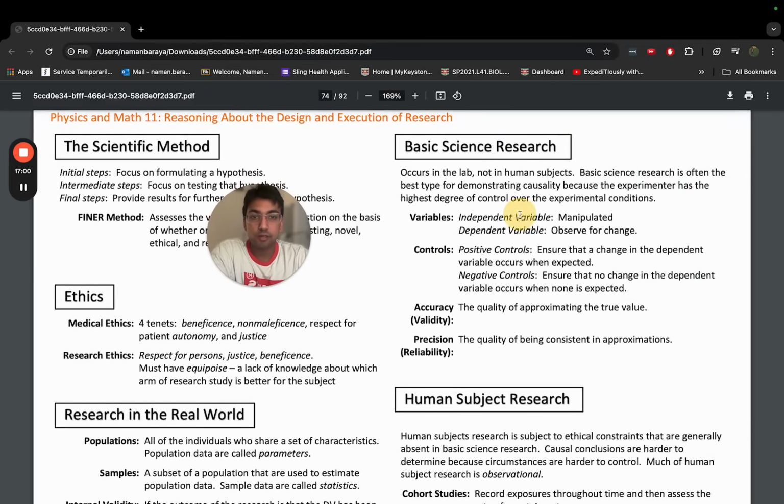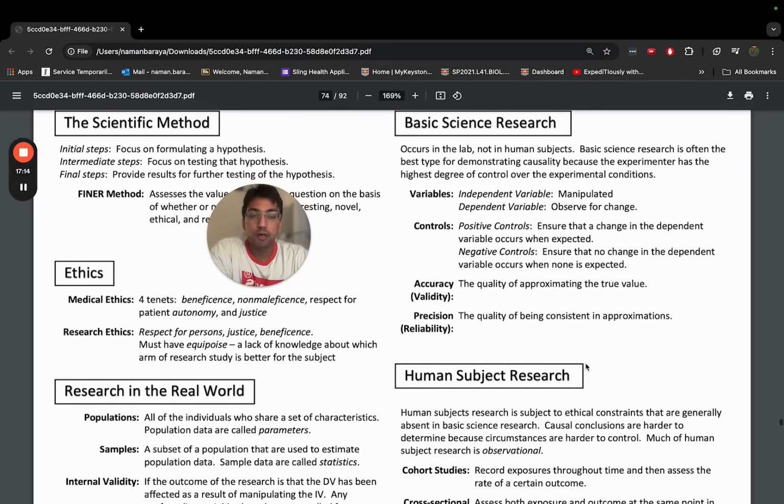So you have variables, independent, dependent variable. We have positive controls, negative controls. Positive controls ensure that the change in dependent variable occurs when it's expected, and negative controls ensure there's no change in the dependent variable when none is expected. I'll try to think of an example and then show you.